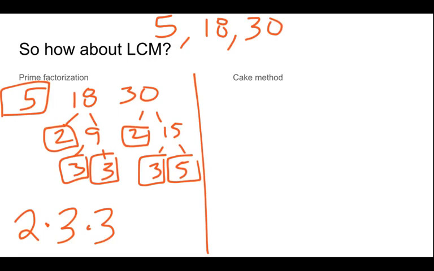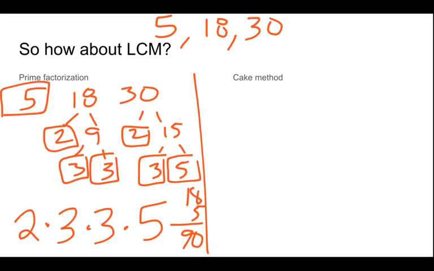And then I look and I see, oh, there's a 5. There's 1 5 here, 1 5 here. So the most number of times it appears is 1 time. So I'm going to multiply those together. 2 times 3 to get 6. 6 times 3 to get 18. And then 18 times 5 to get 90. So 90 would be my LCM.